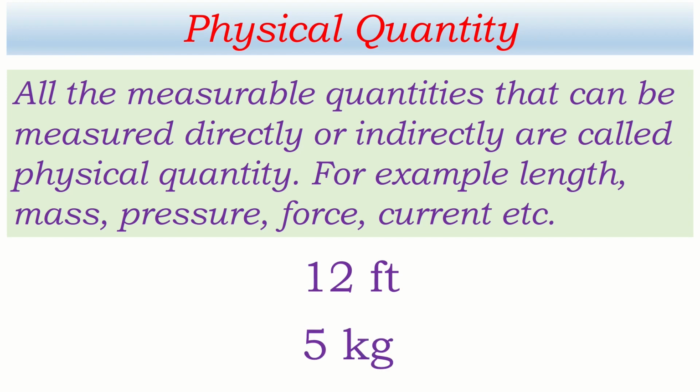Wherever we measure something, we have to express that measurement, and a measured quantity is always expressed in terms of a number with a unit. Without the unit, it doesn't exist. Only 12 doesn't mean anything. But when feet is attached to it, or kilogram is attached to it, then we can understand that this is the length and this is the mass. This way, a measured quantity is always expressed in terms of a number along with a unit after the measurement. Okay, this is about the physical quantity.